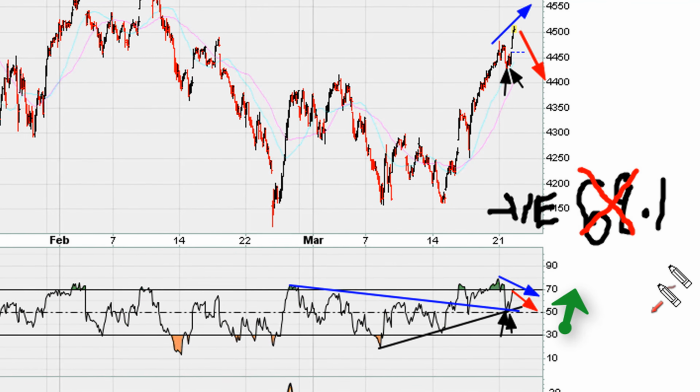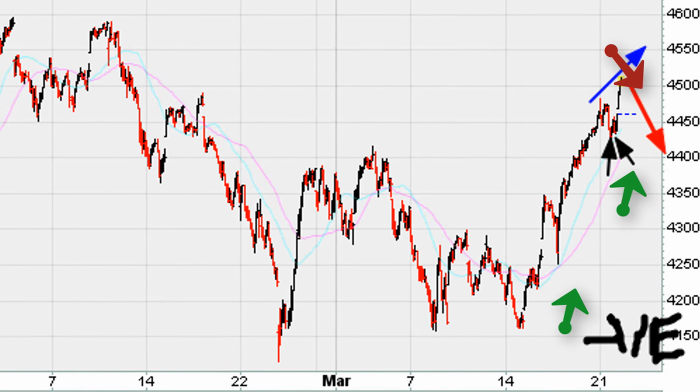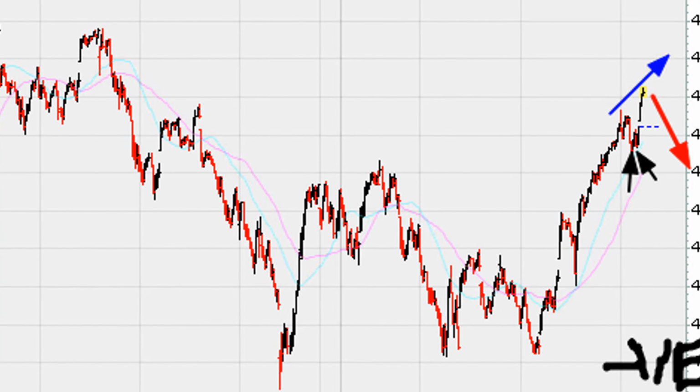And right there, I've shown you a couple of effective and highly profitable trading strategies for scalping and for day trading. And so it is.